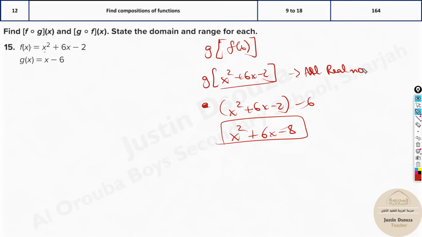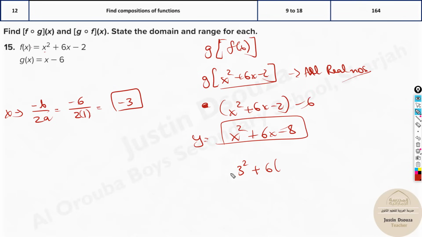Okay. But what about the range? Range is only the y values. So what are the y values? Again, we do the same thing. After finding these both, for the range, solve the vertex: minus b by 2a formula. Minus b is minus 6 divided by 2 times 1. And the answer will be minus 3. Here, this is the x-axis value. Don't think this is the final answer. No, this is the x value. Now substitute it over here. Instead of x, just put it in the calculator.